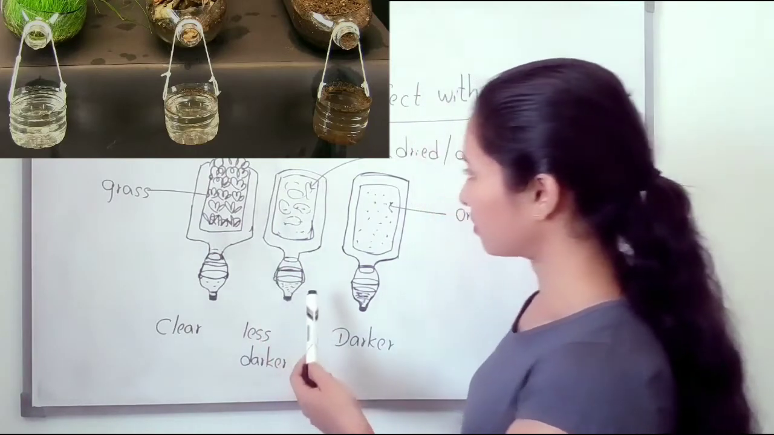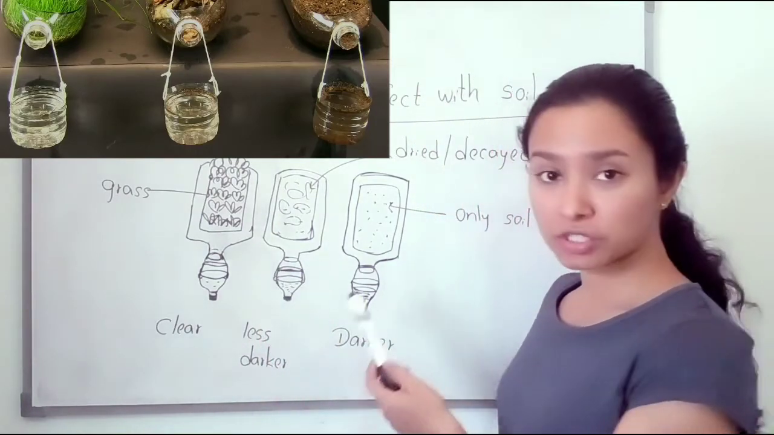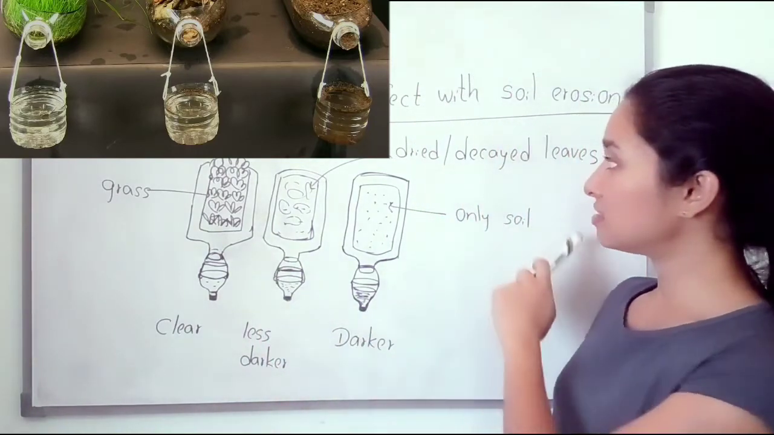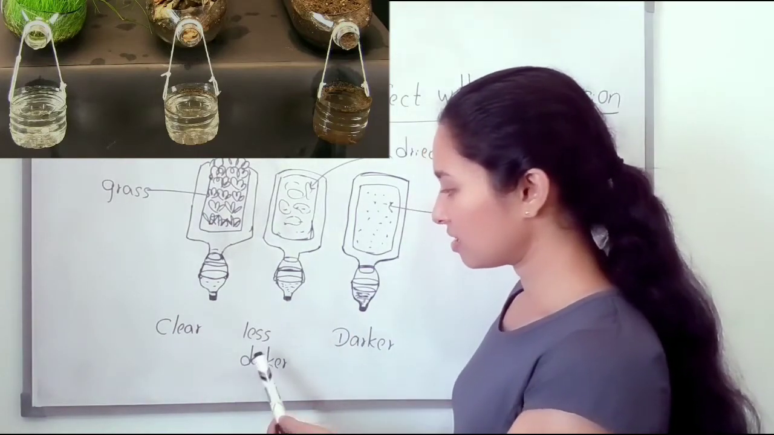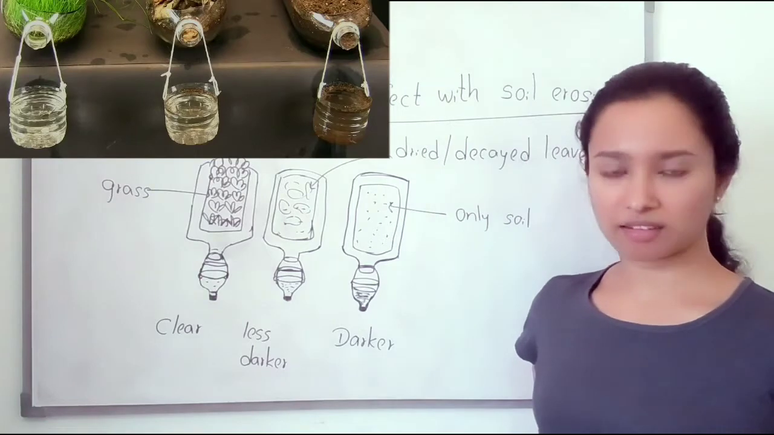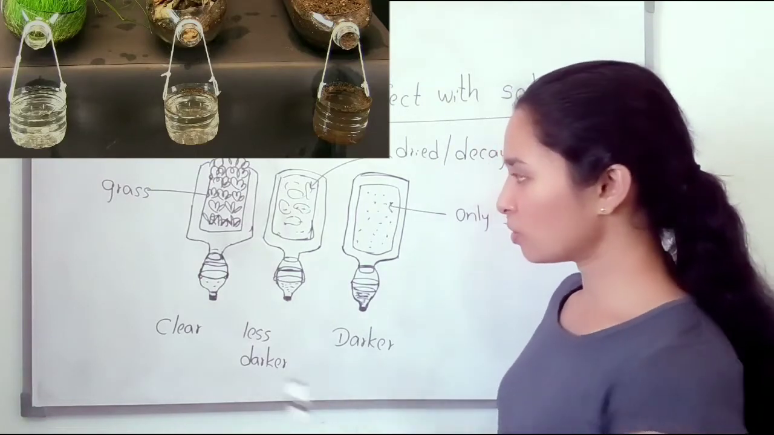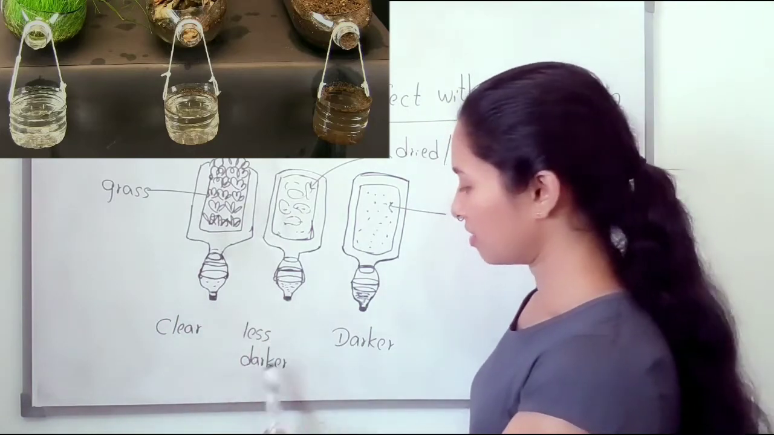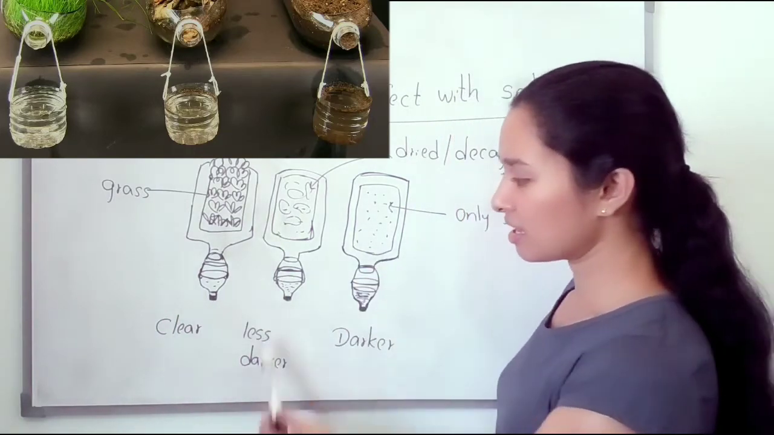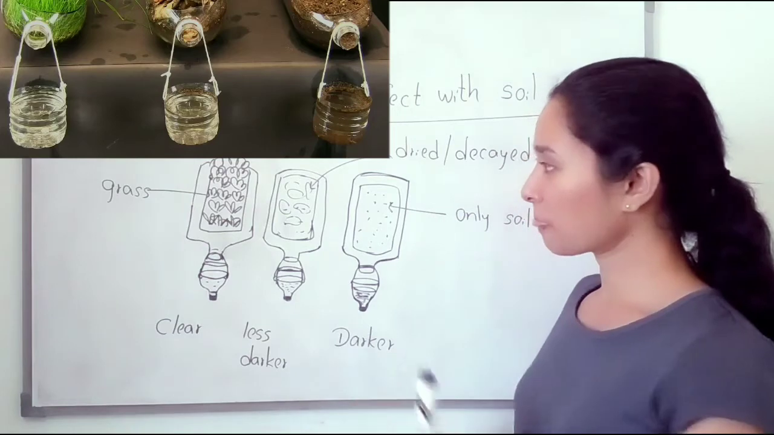And in this one, the bottle in which we placed dried or decayed leaves, we can take the water. It is less dark. So here we can take the clearest water, the darkest water, and the less dark water.